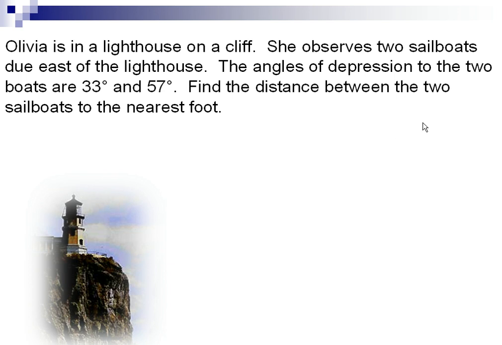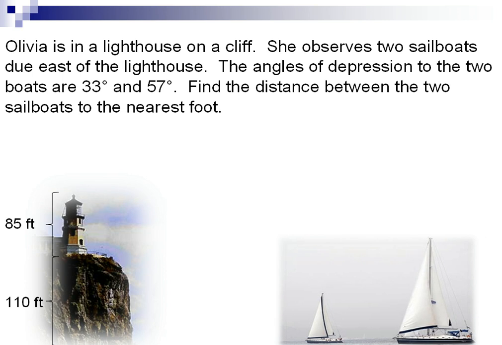Here's another description of the type of problem we'll be dealing with in this unit. Olivia is in a lighthouse on a cliff. She observes two sailboats due east of the lighthouse. The angles of depression of the two boats are 33 and 57 degrees. Find the distance between the two sailboats to the nearest foot. Let's just talk about this situation. Say the cliff is 110 feet. Say the lighthouse adds another 85 for a total of 195 feet. And here come the two boats.